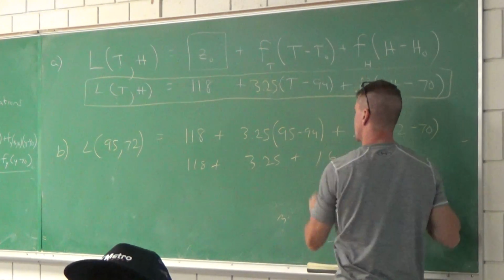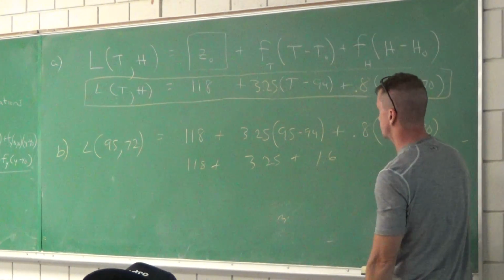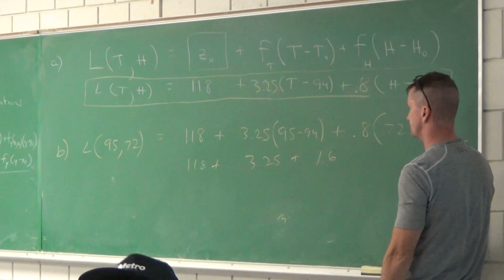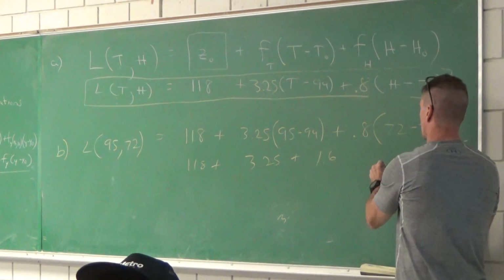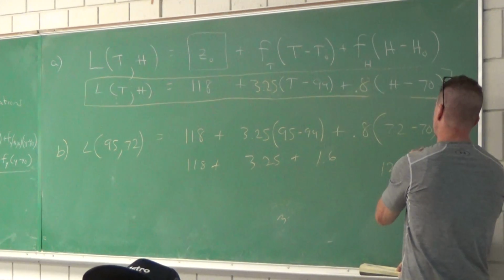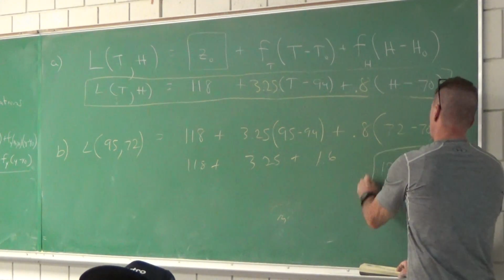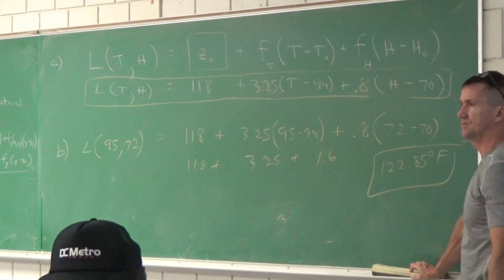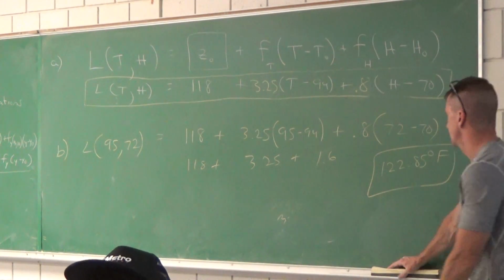1.6. So what's that all add up to? 122.85. 122.85, this is degrees Fahrenheit, and that's the perceived temperature, the heat index.